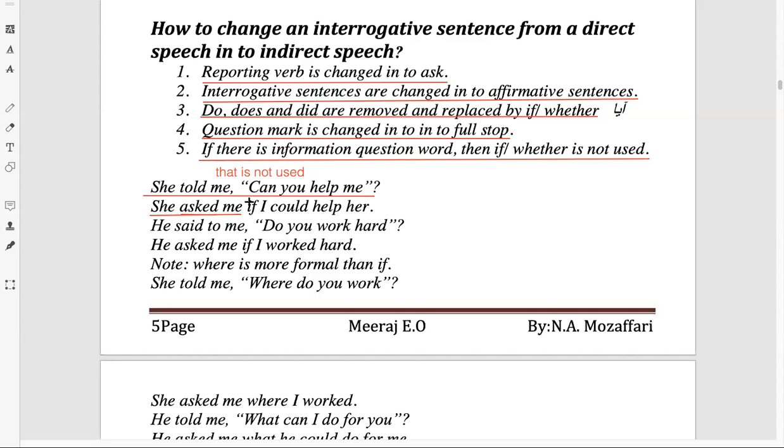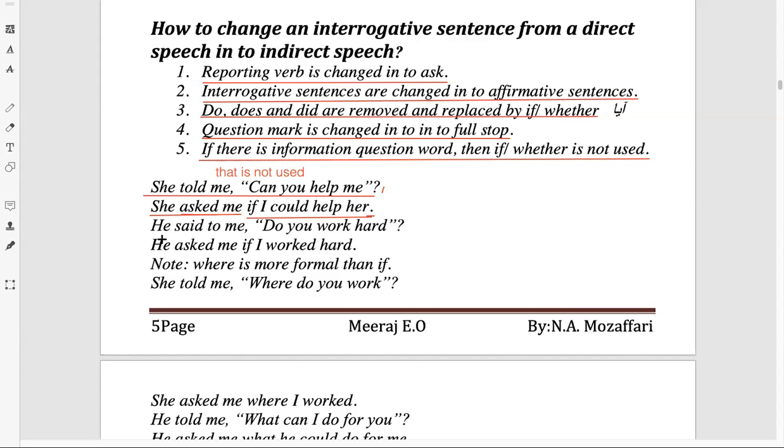And can you help me is an interrogative sentence. It is changed to I could help her, to affirmative formula, and then we just add if at the beginning of the sentence. And this question mark is changed to a full stop here. Because we didn't have any WH word here, that's okay. And we don't have do, does, did, but we have can. You change can to could, and you just add if at the beginning.